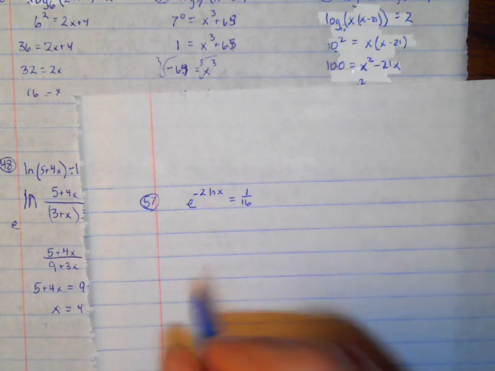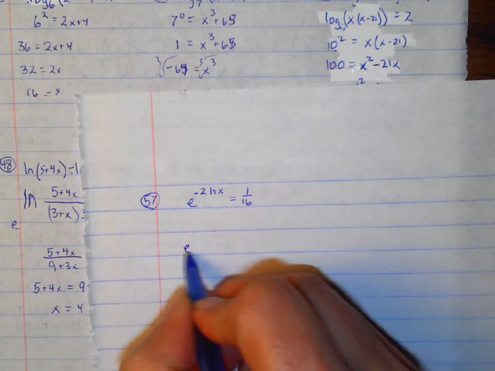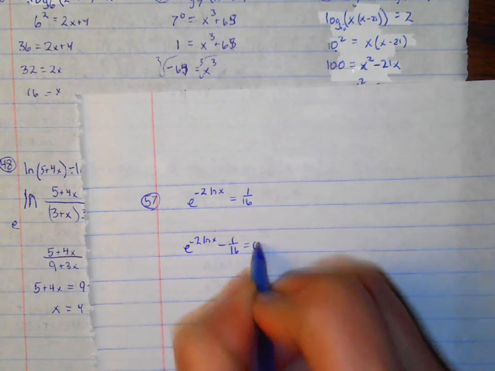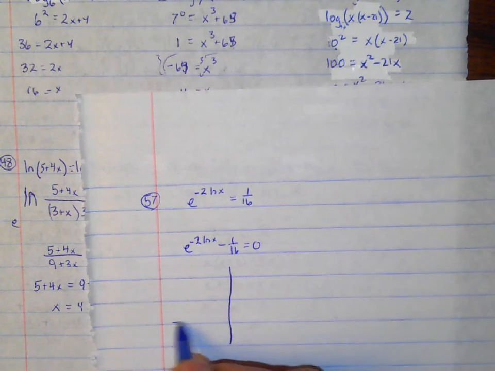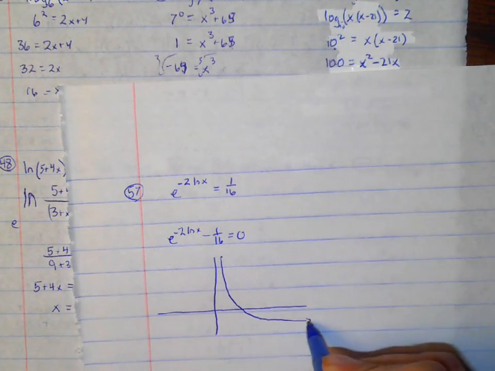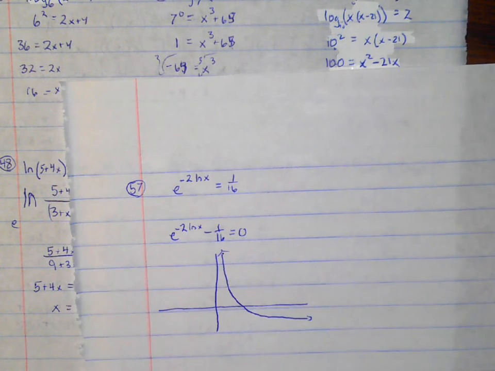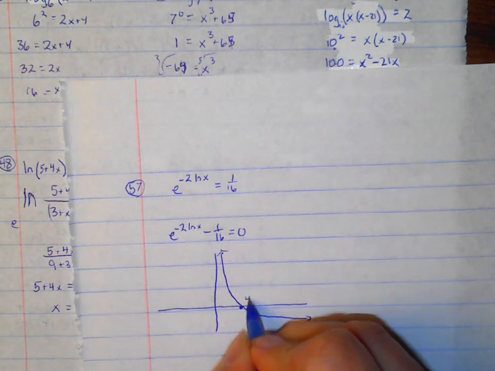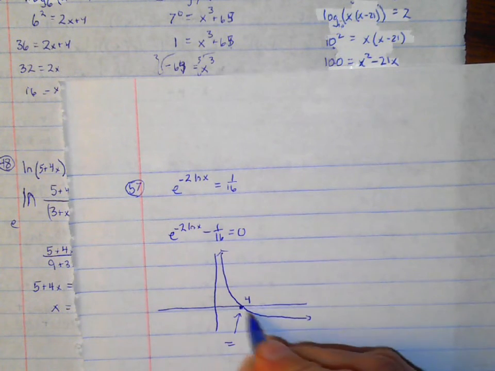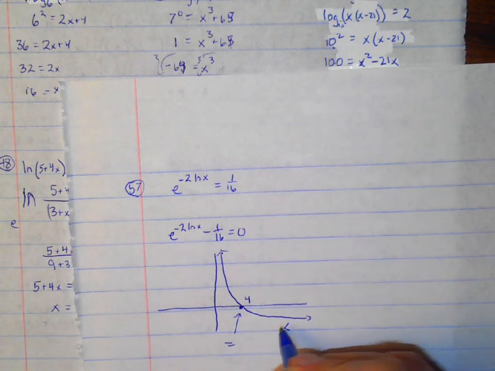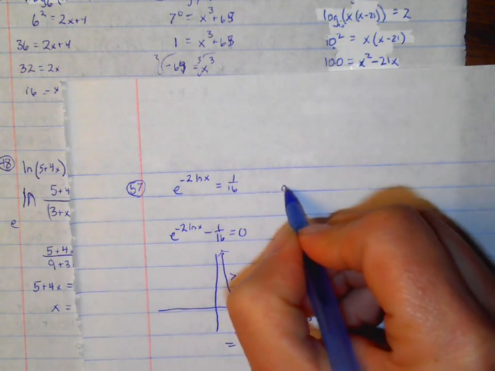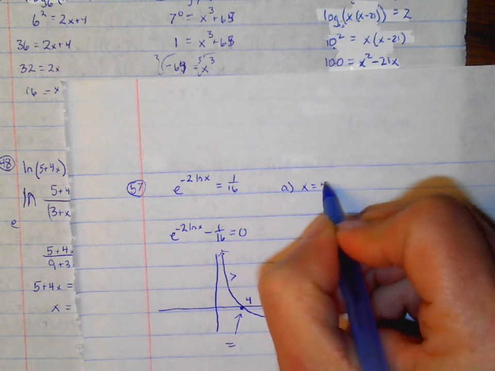57, we want to solve this graphically, so we want to get it equal to 0. Okay, so if I graph this, the graph looks like this. Okay, and I know my solution here is 4. Okay, so that's where it's equal to. When it's below, that's where it is less than, and when it's above, that's where it's greater than. So part A, we can see that x equals 4.